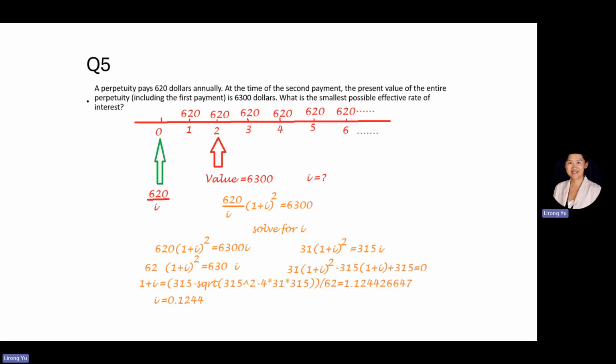So you have 31x squared minus 315x plus 315 equal to 0. So use the quadratic formula, you can solve for 1 plus I, or solve for x. And that gives us 1.1244. Therefore, I equals 0.1244. That's the whole process of solving the interest rate from a perpetuity.